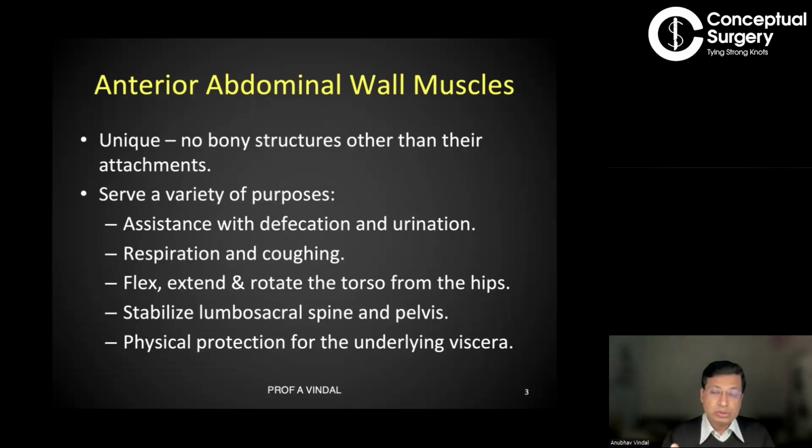These muscles also act, in absence of any bony structure, as the protective mechanism for the underlying viscera. So all the intra-abdominal viscera is protected from the external influences by these flat muscles of the abdominal wall.